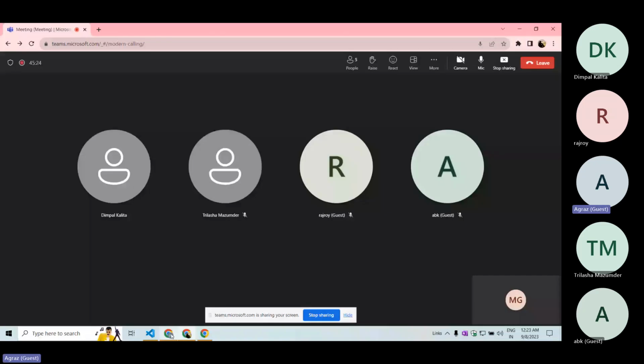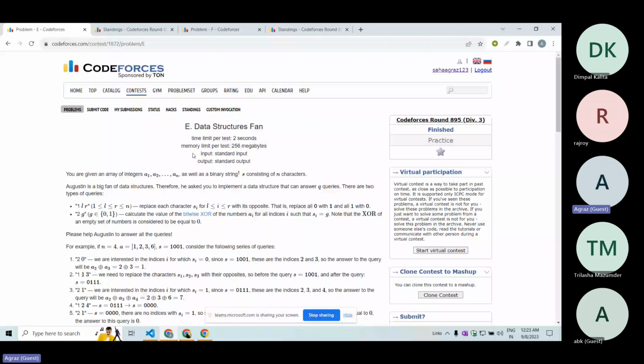Okay. So question number E. The name of the question is Data Structure Fan. Here it is given that you are given an array of integers as well as a binary string, and we have two types of queries. The first query, of type 1, consists of two integers apart from the query type, L and R. They are basically indices of the array. It is actually referring to a subarray.